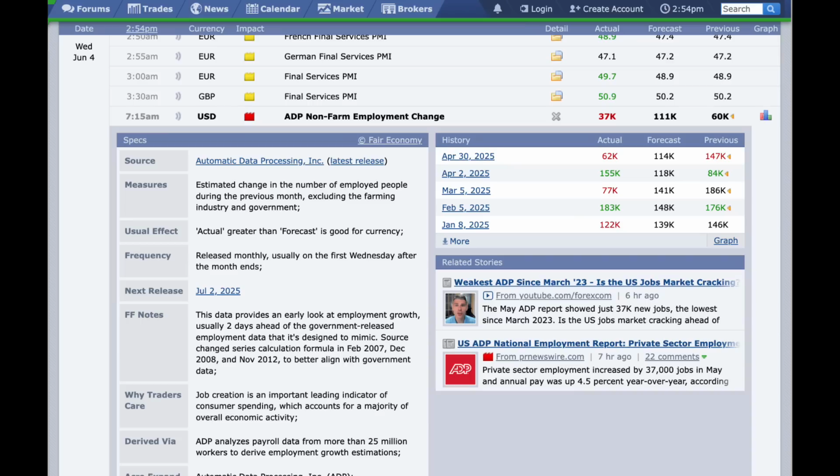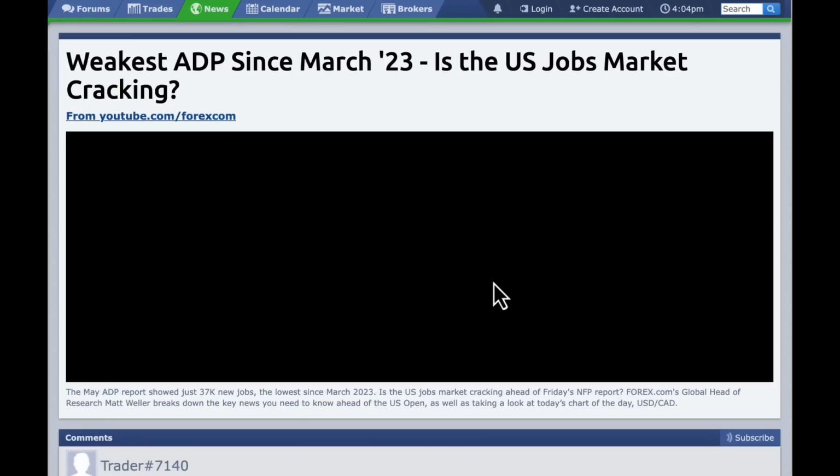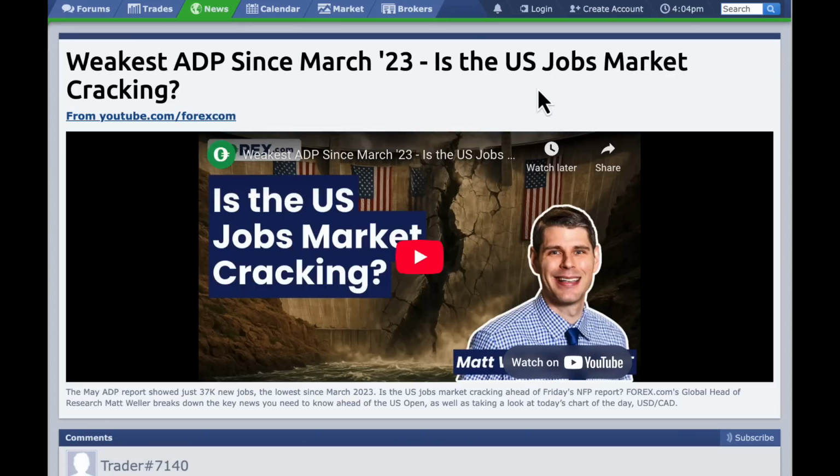I guess you could say it's related to the unemployment numbers, but it shows production. It shows what's happening with regard to economic growth. If the economy was growing like gangbusters, you'd see more people being employed because the companies would be more active in recruiting, but we're just not seeing that. And you can see even the headline down here, this is the weakest ADP since March of 2023.